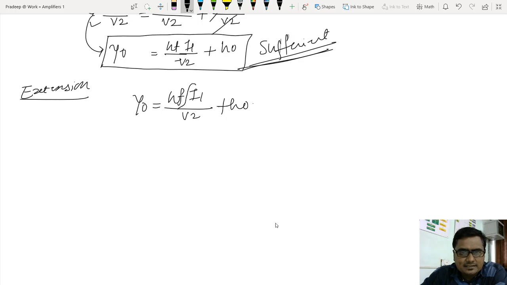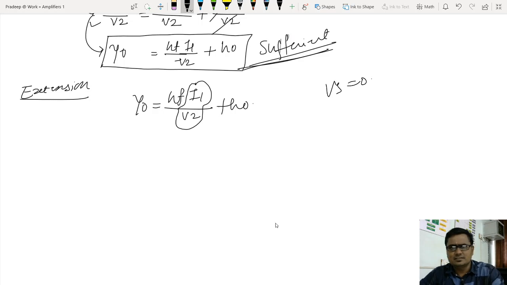Now this I1 divided by V2 part. See, YO can be calculated only if Vs is equal to 0. This is known at the initial stage of deriving YO. I have declared that Vs must be 0. Then only it is possible to calculate output impedance or output admittance. Now let us find out this first, I1 divided by V2.